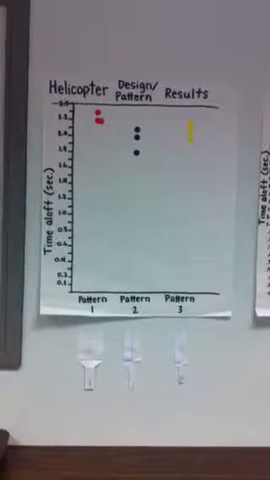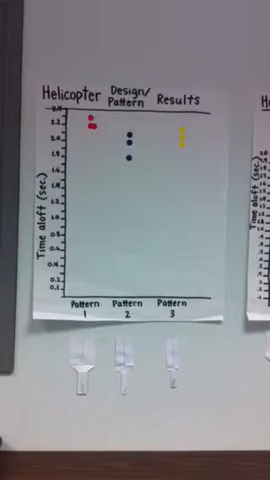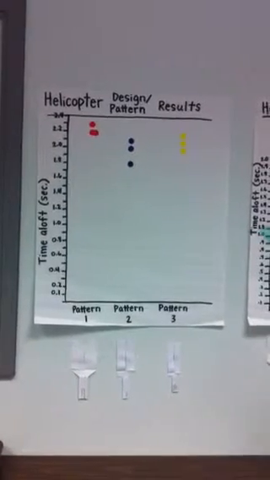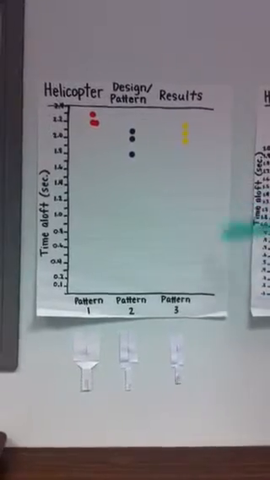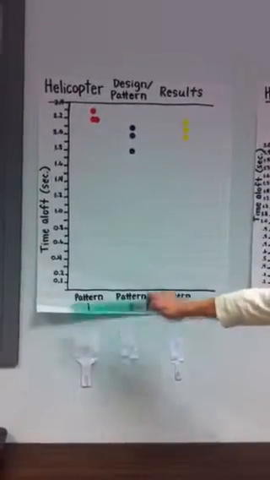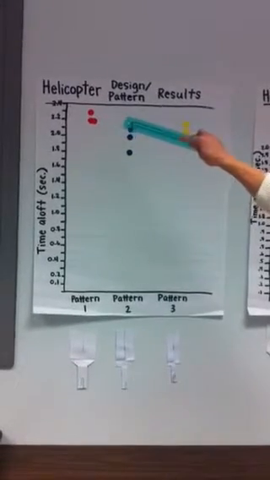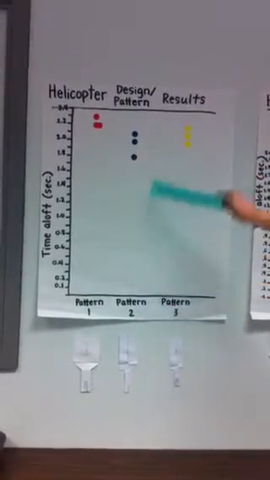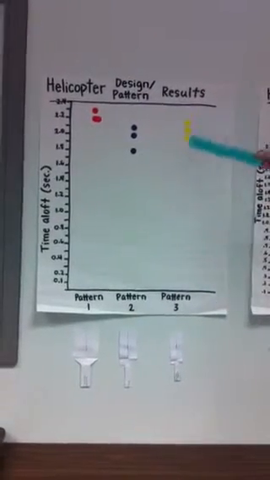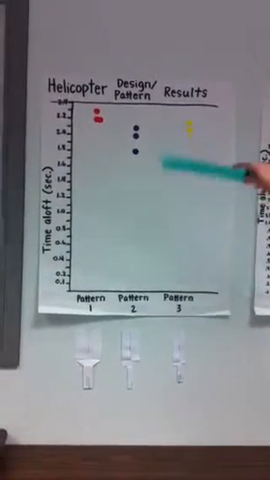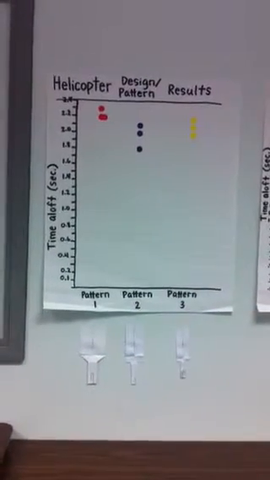In summary of our results, we chose to use scatter plots to show the data. First of all, our helicopter design and pattern choice. The results of that data showed that pattern 1 had the data points at 2.2 and 2.3. Pattern 2, you can see that those were a shorter amount of time, and pattern 3 was also a shorter amount of time.